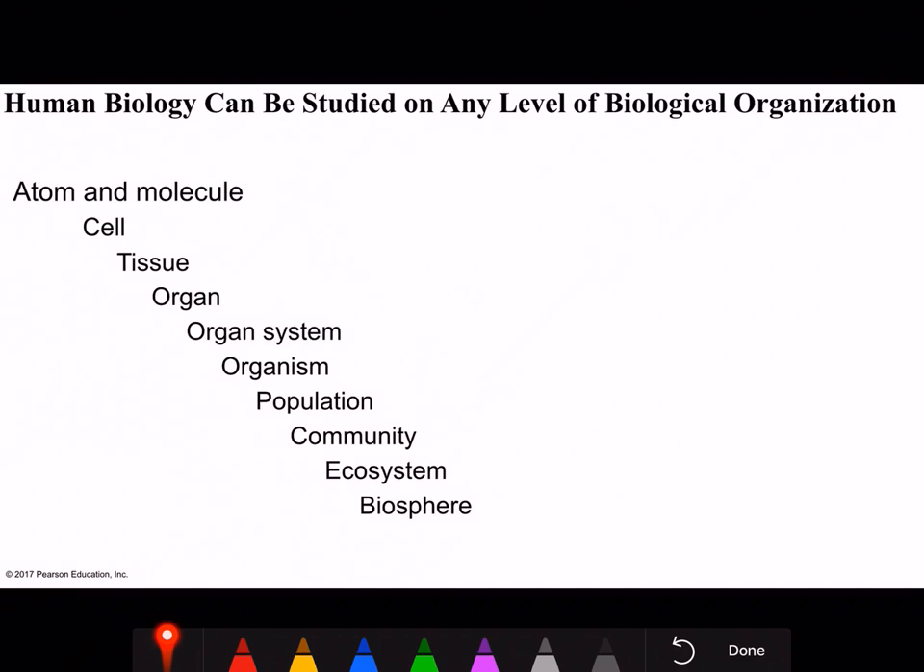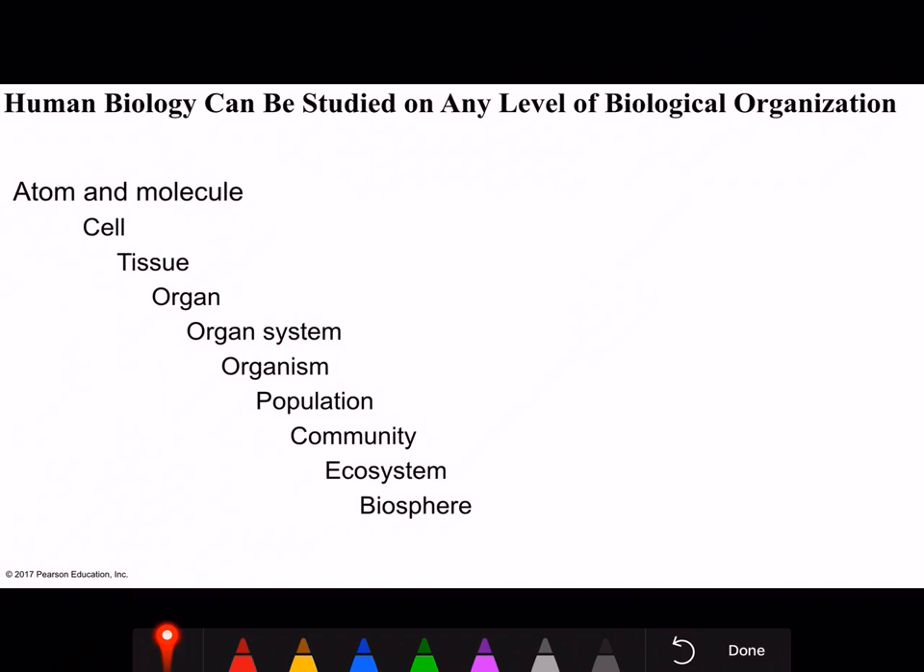We can study them through cells, tissues, organs or organ systems, organisms, populations, communities, ecosystems, or the biosphere, which is their relationship with the earth in general. Notice these levels, from the atoms and molecules all the way to the organism, happen within an individual human body. And therefore, it is how the human body is built.